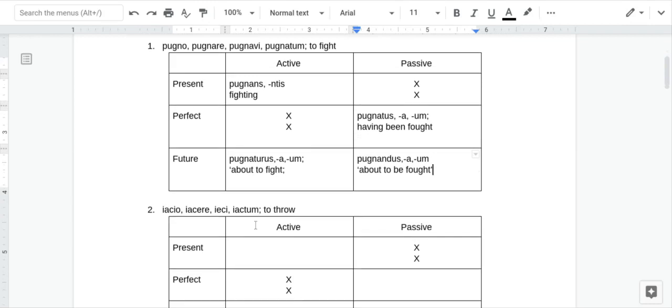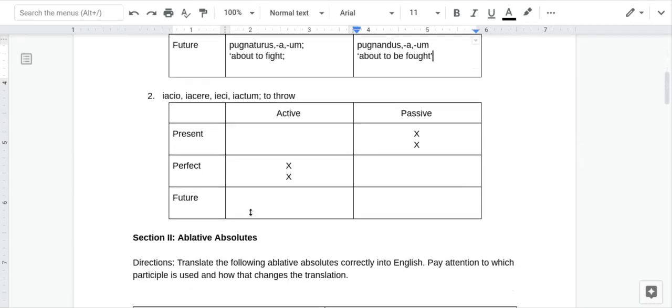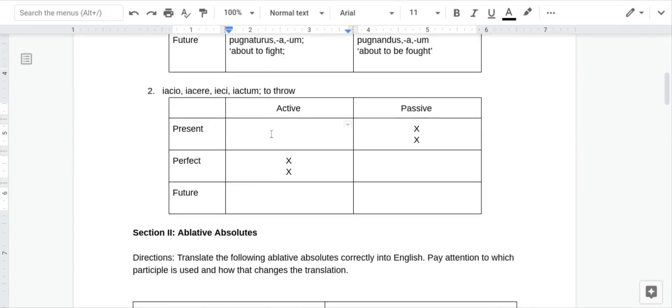All right. So, and then iacio, you guys had a couple issues with iacio because it's an io verb. You do the i as part of the stem, then you do the ens. Of course, the genitive would be entis, meaning it's a third declension adjective. Throwing. All right. And then the fourth principal part, iactus.